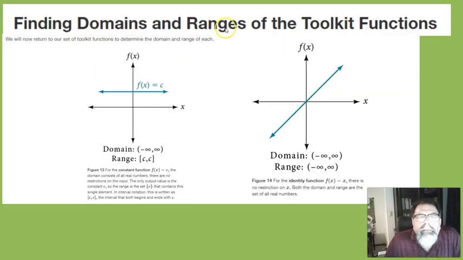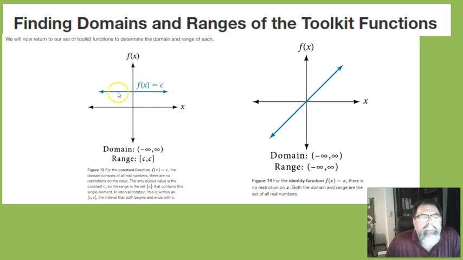All right. Finding domains and ranges of the toolkit functions. So in an earlier section, we went over a bunch of functions that you should know, the graph of them, quickly, and these come up a lot, the basic functions. So we can identify the domain and range of those. So the constant function, remember, it would be y equals some number. So if y equals 5, you go to 5 on the y-axis and draw a horizontal line.